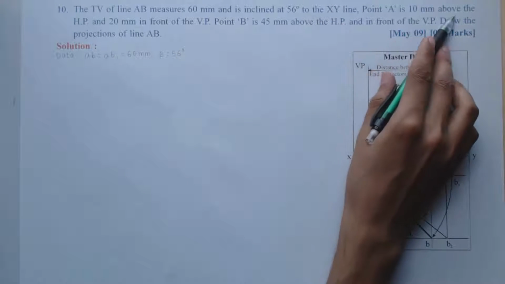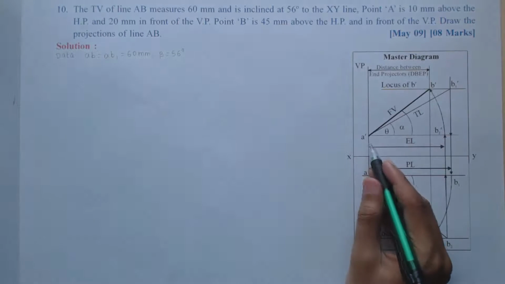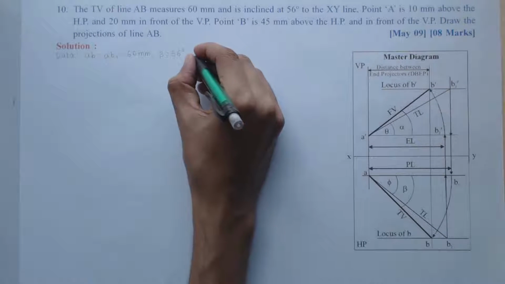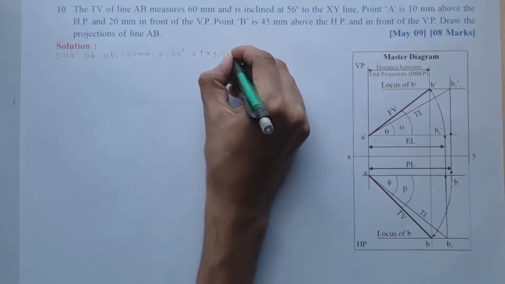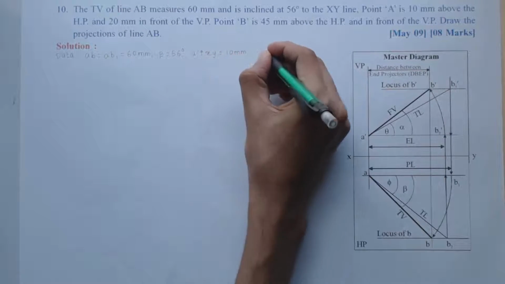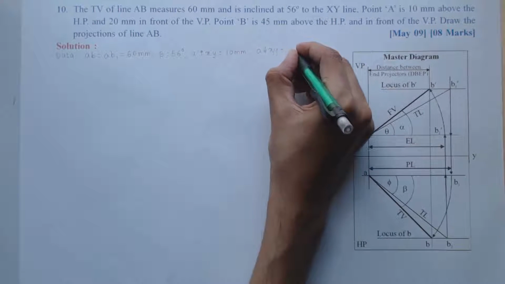Point A is 10 mm above the HP and 20 mm in front of the VP, meaning the point A is in the first quadrant. So I can write A dash is above XY and the distance above HP is 10 mm, and similarly A is below XY and the distance is 20 mm below XY.